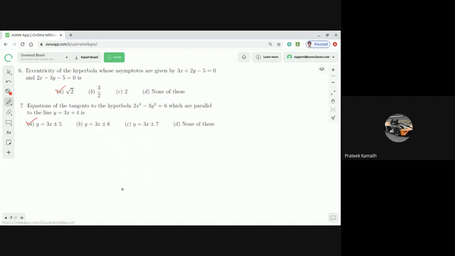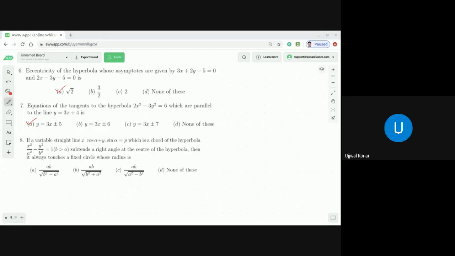Sir, 8A. Fantastic. What about Shreyas and Tejas? I couldn't get the answer. Yes, sir. Okay, dear Tejas, let me explain it to you.